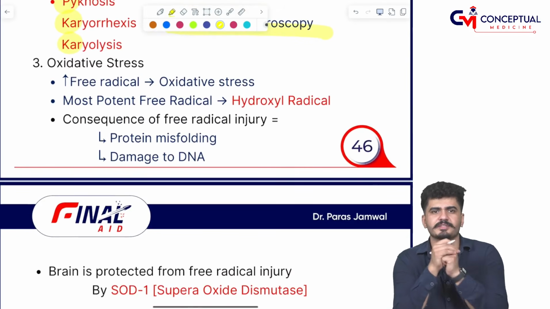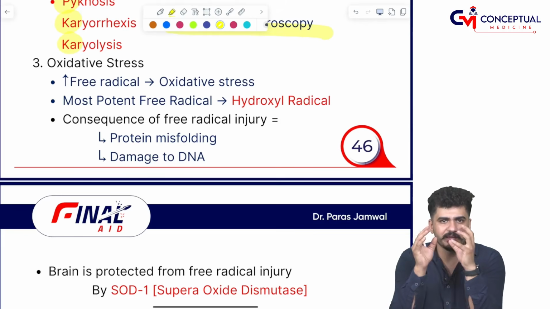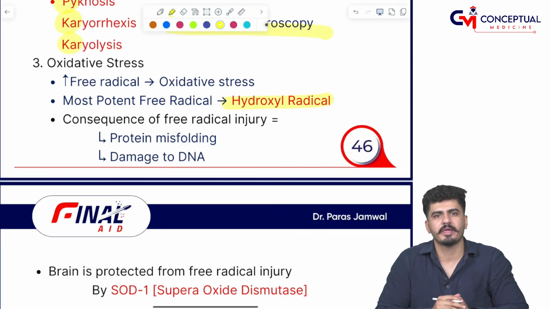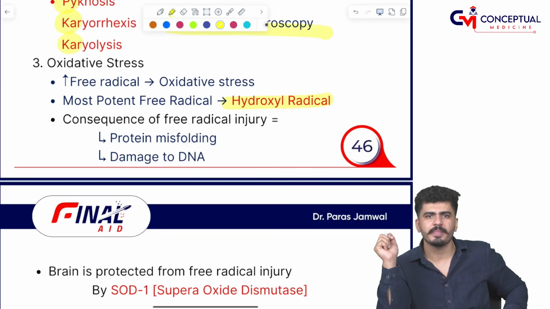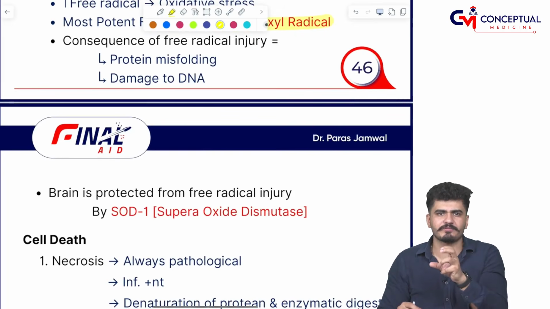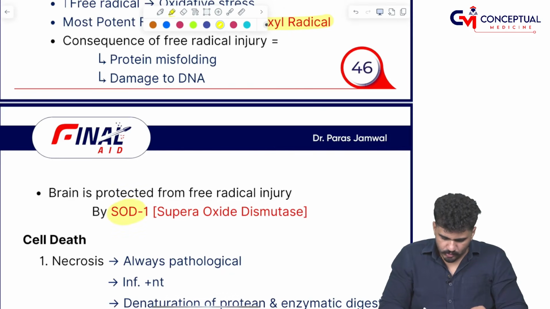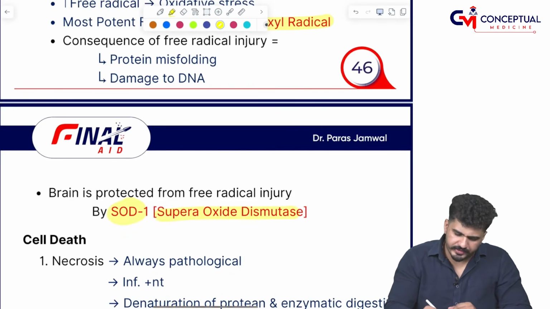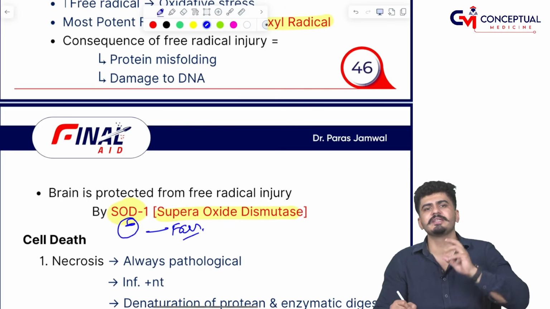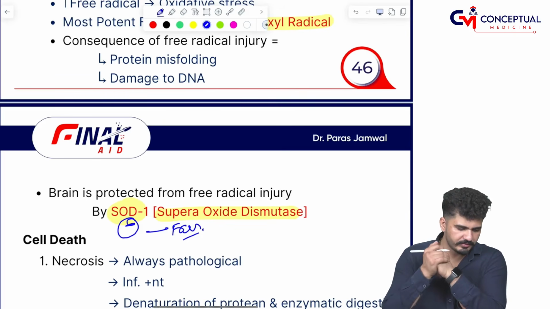Now what is oxidative stress? Sir, if the free radicals are going to increase, they are going to cause oxidative stress. And the most potent free radical, again an MCQ I'm going to highlight, is the hydroxyl radical, my dear friends. Now what are the consequences of free radical injury? There will be protein misfolding, damage to the DNA will happen, and the normal part of the brain is protected by the SOD1 gene, superoxide dismutase. And if this gene is getting mutated, there will be free radical injury, oxidative stress to the brain, and there will be irreversible injury to the brain. This is how you will learn, my dear friends.